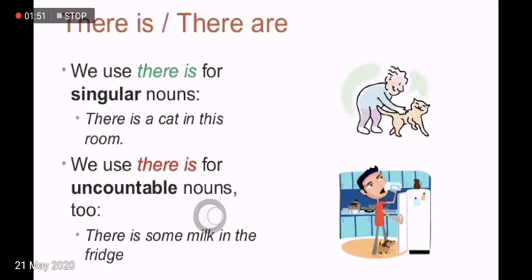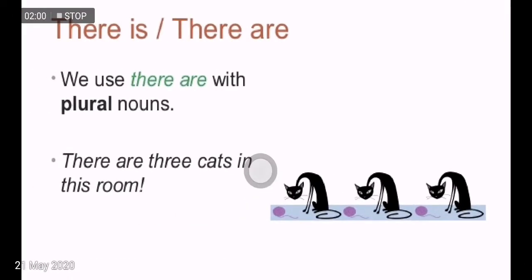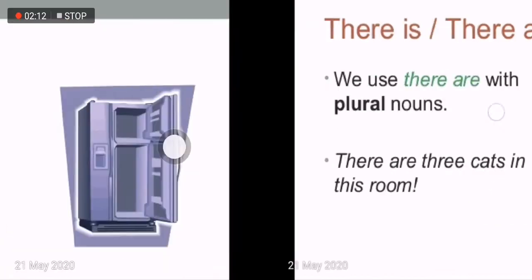So in both cases, we can use there is, as is shown in these examples. And again, we use there are with plural nouns. For example, there are three cats in this room. One, two, three. So there are three cats in this room. You can use there are with plural nouns.